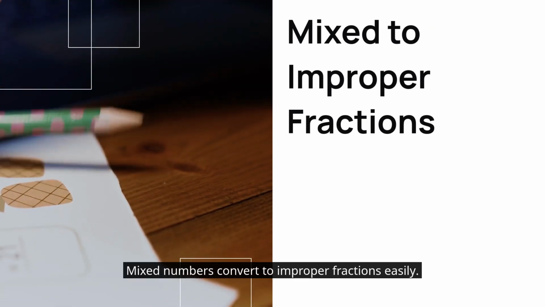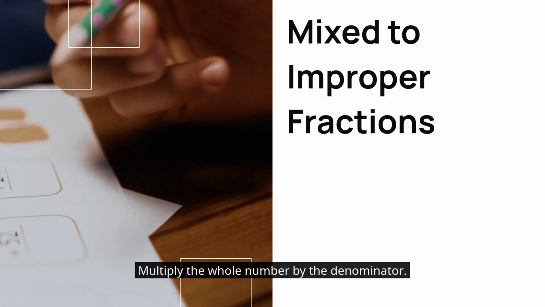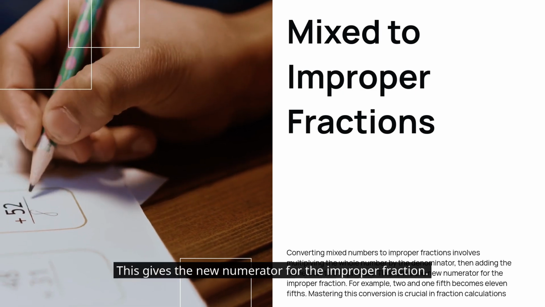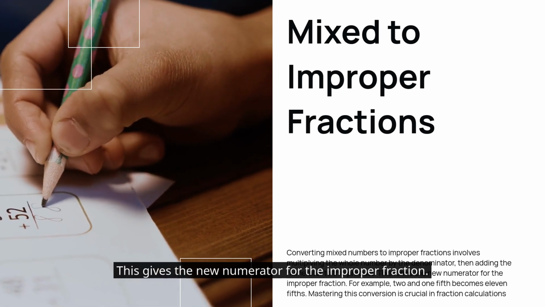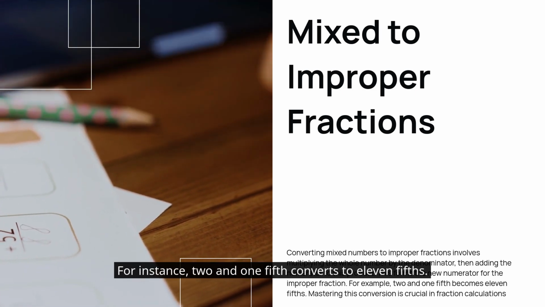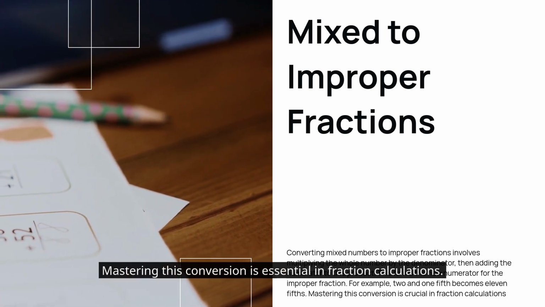Mixed numbers convert to improper fractions easily. Multiply the whole number by the denominator. Add the numerator to this product. This gives the new numerator for the improper fraction. For instance, 2 1/5 converts to 11/5. Mastering this conversion is essential in fraction calculations.